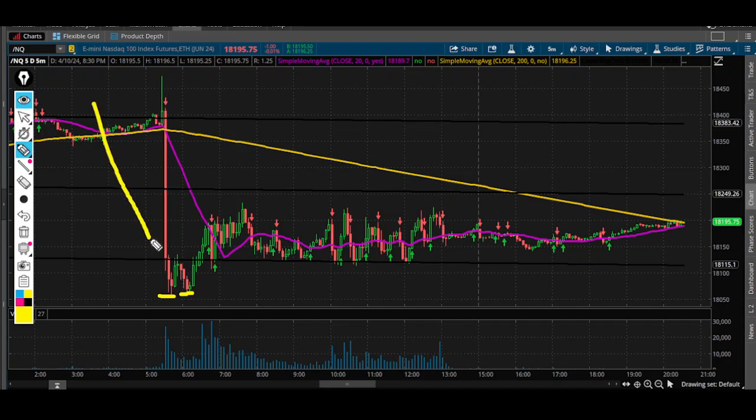We look for big extended pullbacks. You look for that first initial test. You look for the second sweep. If we do not confirm the lows and we start to bounce higher, you want to get in when we take out the swing high. That would be here, right?